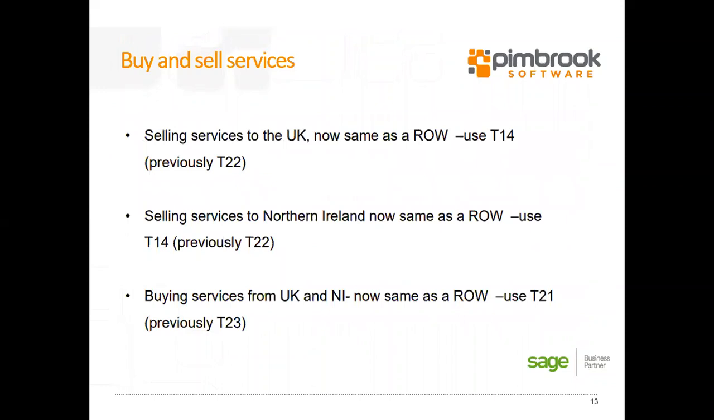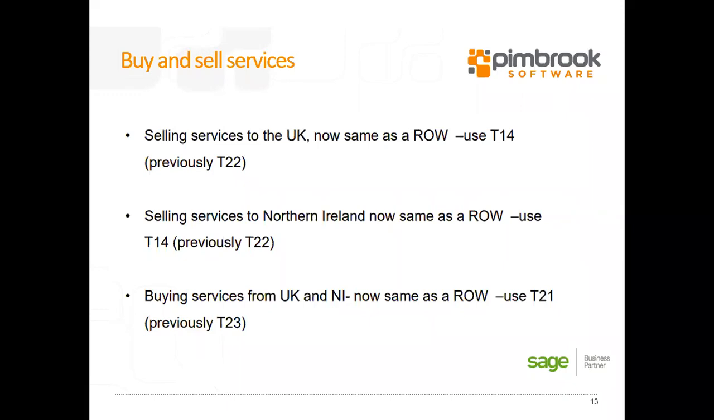Now, if you're selling services to Northern Ireland, then that is different. Services are not classified under the Northern Ireland Protocol, so you have to use T14 going forward. So if you're selling any services to Northern Ireland, that should be T14. You previously used T22. That's now changed to T14. And the same thing with the UK. If you're selling services to the UK, it used to be T22 previously. T14 is what you should use going forward.